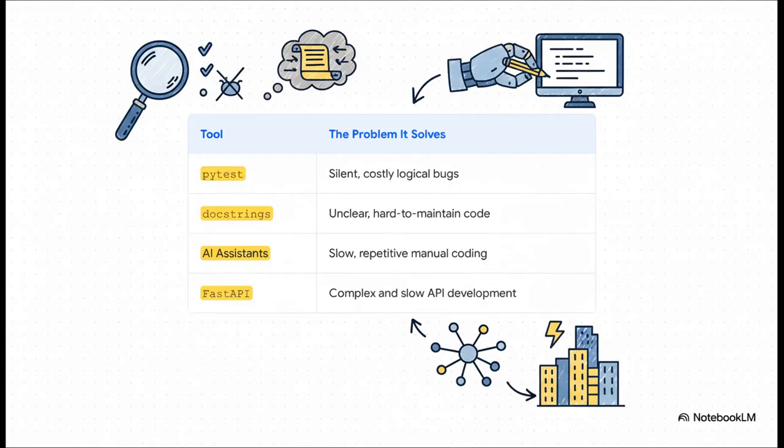So think about the workflow, right? You start with PyTest to write your tests first, making sure your logic is solid from the get-go. Then you write a really clear docstring to document exactly what your code is supposed to do. That docstring then becomes the prompt for your AI assistant to just write the code for you. And finally, you wrap the whole thing up in FastAPI to create a fast, documented, and super robust API for the world to use.